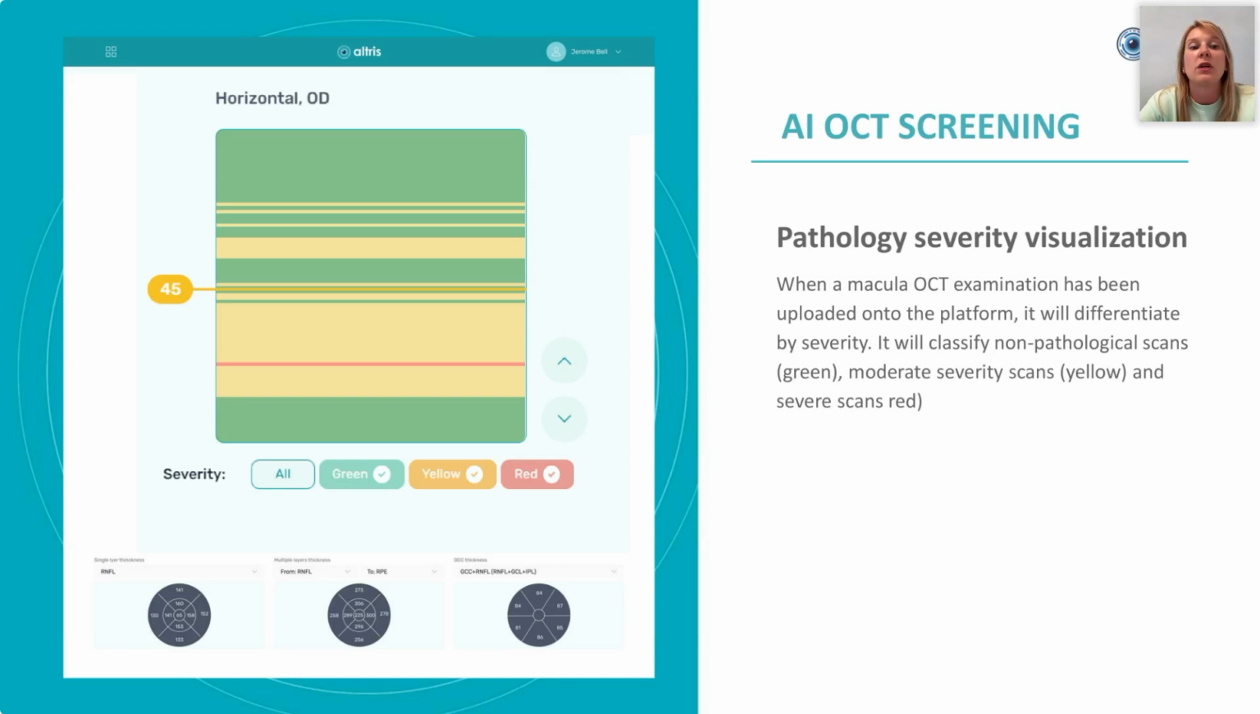Today I'll be talking about Altris AI, one of the most well-known AI tools for ophthalmology and for optometry, and I'm going to show you all the possibilities of Altris AI. First of all, Altris is a good screening tool. Basically, Altris works only with OCT. Altris doesn't work with fundus photos, but with OCT, you can upload DICOM files to the system, to the cloud, and then they can be analyzed.